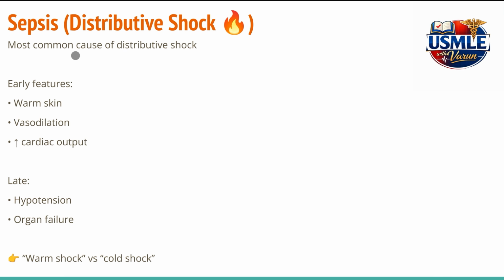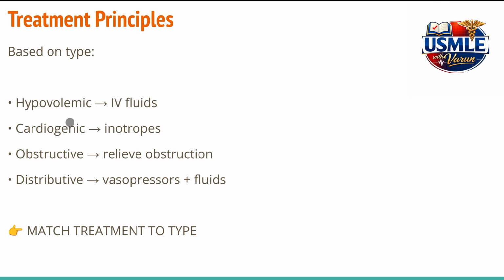Sepsis is a particularly important cause of shock, and we need to discuss it. In early stages, the blood vessels dilate, and this could lead to warm skin, vasodilation, and also increased cardiac output. Whereas in late stages, blood pressure drops, there occurs hypotension, and eventually this leads to organ failure. We can divide this distributive shock associated with sepsis into warm shock and cold shock. And treatment depends on the type.